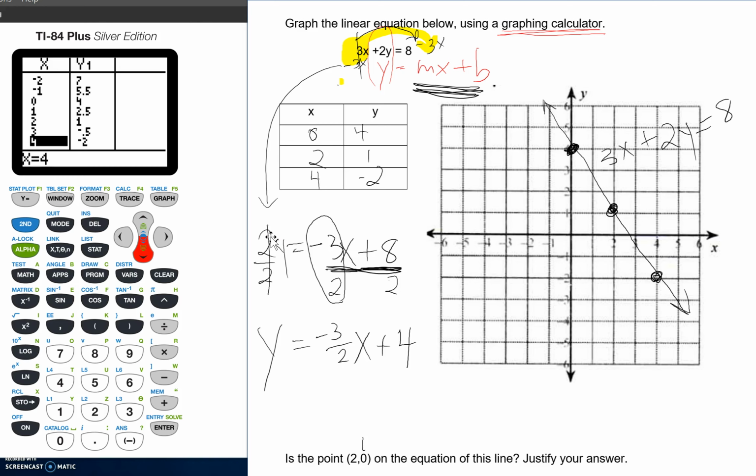So how would we answer this question? Our answer is already on our paper. Right here at the table, where does this graph hit when x equals 2? Right, it hits 1. So is 2, 0 on this line? No, because the point 2 and 1 is what's on this line.